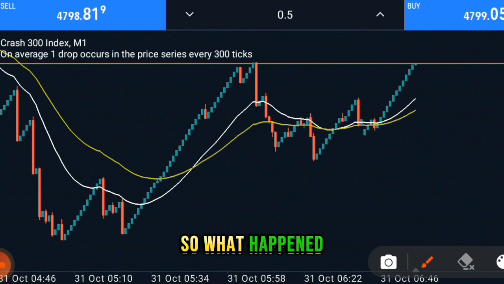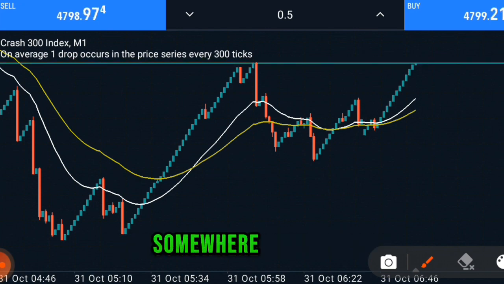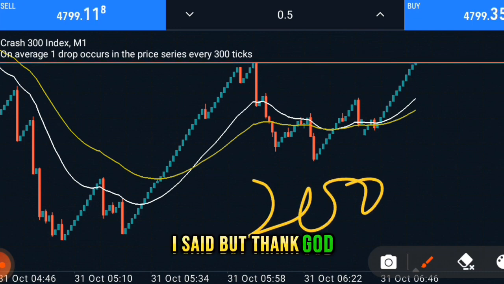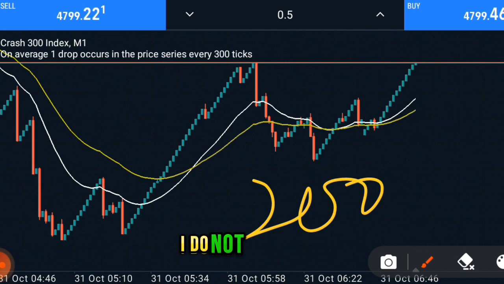So what happened? He said he was following a signal somewhere, that today he barely has $200 in his account. I said, but thank God you withdrew. Or he said no, that he did not withdraw anything. That they said to him, big loss size, big money. And that was how all the money went. I said, okay, sorry, sir.